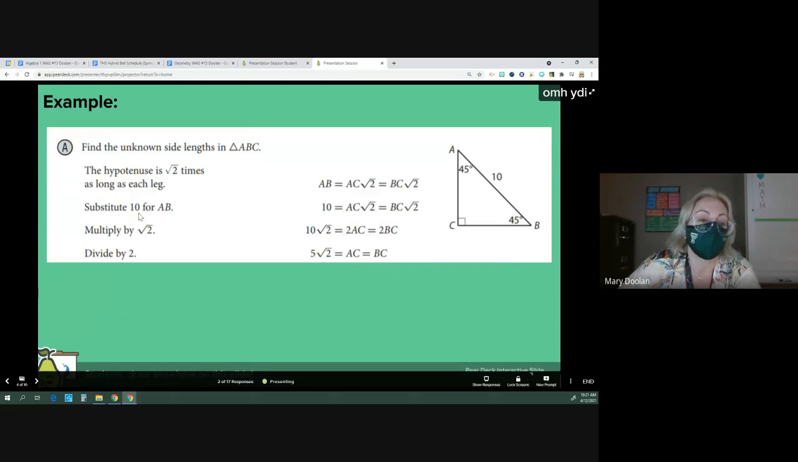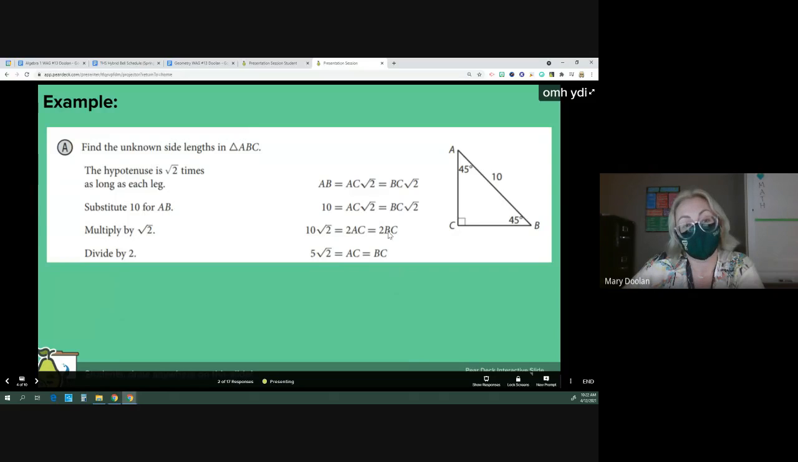If we just substitute the hypotenuse measurement of 10 for AB, then we get 10 equals AC times the square root of 2 equals BC times the square root of 2. So these are all equal to each other. And then we can solve it. We're going to multiply everything through by the square root of 2. Multiplying 10 by the square root of 2 is just 10 times the square root of 2. Multiplying AC times the square root of 2 by the square root of 2, well, the square root of 2 times the square root of 2 is 2. Multiplying BC times the square root of 2 by the square root of 2 gives me 2 BC.